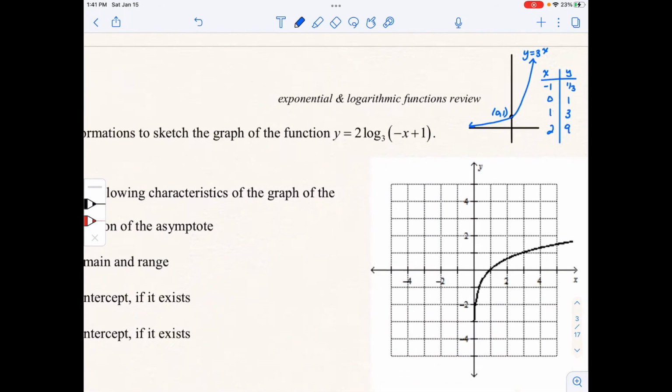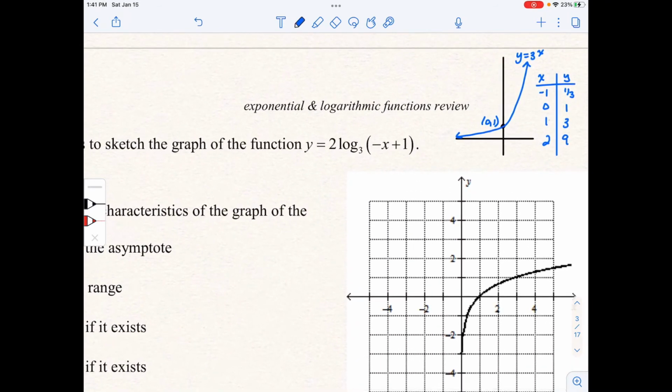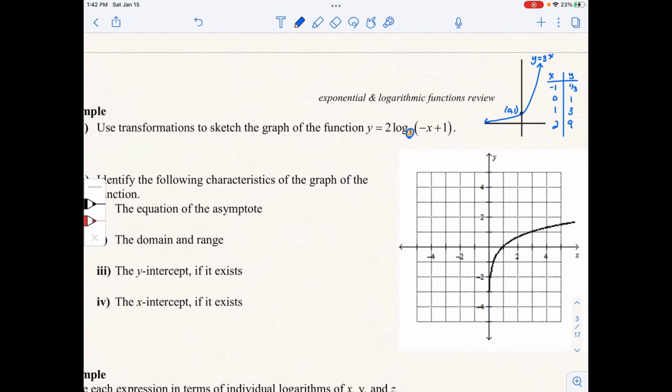Okay, so what I've done here quickly is I've just sketched for this graph the original identity function of y equals 3 to the x. And I know it was the base of 3 because, of course, the base of my log function right here is 3. So I sketched that really quickly, and I just put some points in a table of values so that we can take and map those points when we graph this new function.